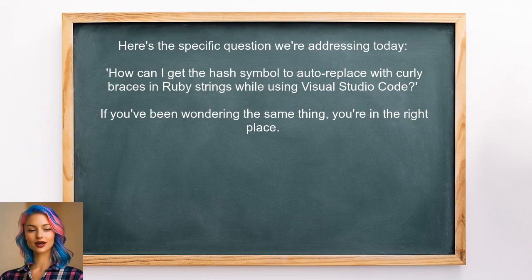So, here's the specific question we're addressing today. One user asked, how can I get the hash symbol to auto-replace with curly braces in Ruby strings while using Visual Studio Code? If you've been wondering the same thing, you're in the right place.